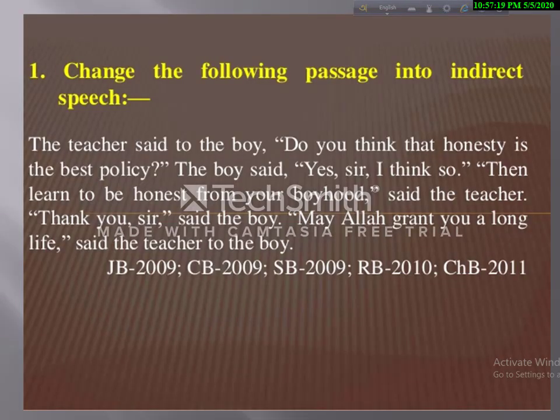Here there is an example. Send the following sentences into direct speech, and this is your homework. You will write this following what I have said today. I think it will be of great use to you, my dear students. You have understood me, and this is my hope.